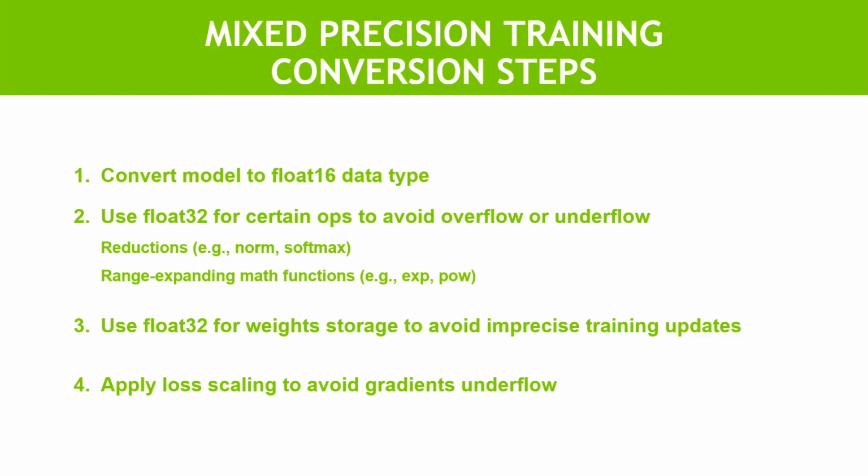We're also going to keep the float32 master copy of the weights to avoid imprecise training updates. As the gradients tend to be small, we want to keep 32-bit weights and accumulate the small updates into those weights. And we finally will apply some loss scaling to avoid any underflow in the gradients due to the small range of float16 and the small magnitude of the gradients typically.